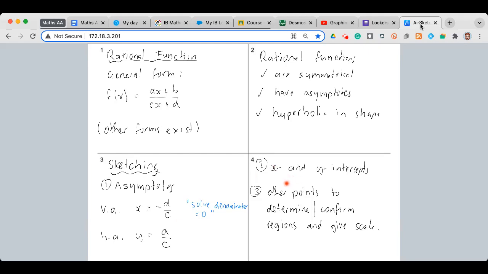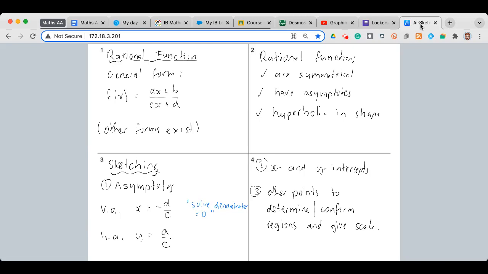X and Y intercepts are the other thing you should work out. As you can see, because we've shifted the asymptotes, we're going to get an X and Y intercept. And it's important to probably find at least one other point to determine or confirm the regions and give scale. The regions are always diagonally opposite, so it's diagonally symmetrical. The X and Y intercept should give you one region, and then you should just go to the diagonally opposite region for the second one.